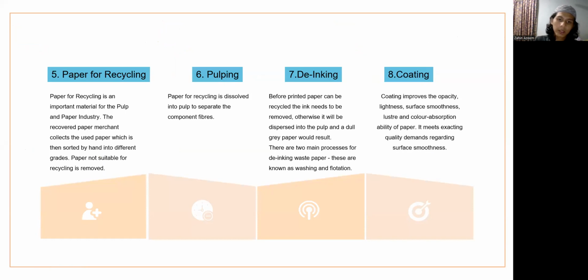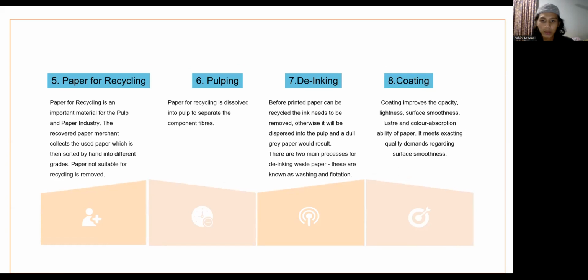Paper for recycling is dissolved into pulp to separate the component fibers. The next part is de-inking. Before printed paper can be recycled, the ink needs to be removed. Otherwise, it will be dispersed into the pulp and a dull gray paper will result. There are two main processes of de-inking waste paper, known as washing and flotation. I will tell a little bit about these two processes.